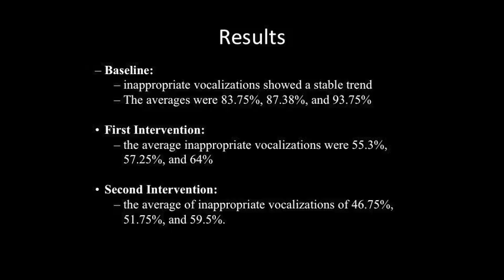Baseline data was collected over a week period during 4 separate sessions. During baseline, inappropriate vocalizations showed a stable trend. The average percent of intervals with vocalizations were 83%, 87%, and 93%. During our first phase of intervention, the average inappropriate vocalizations decreased to 55%, 57%, and 64% respectively. After returning to baseline and then to a second intervention, the average of inappropriate vocalizations returned to 46%, 51%, and 59%, showing a decrease in inappropriate vocalizations during each of the intervention phases.